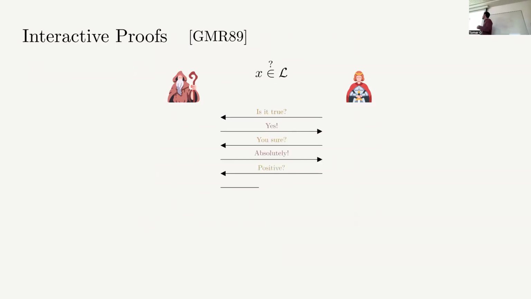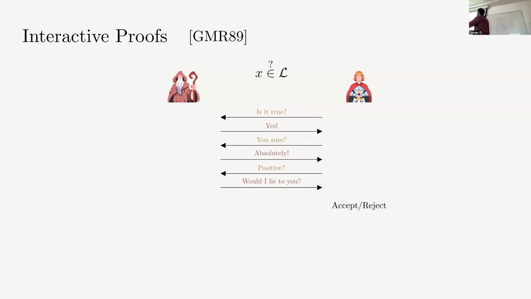Okay. So our main framework is called interactive proofs, which has been studied since the late 80s, attributed to Goldwasser, Micali, and Rackoff. In this setting, we have a prover and a verifier. The prover wants to prove to the verifier that some claim is true, in this case, that x belongs to some language L. In order to do that, they can interact. They can send each other messages, ask questions and answers. At the end, the verifier needs to decide whether to accept the claim as true or to reject.